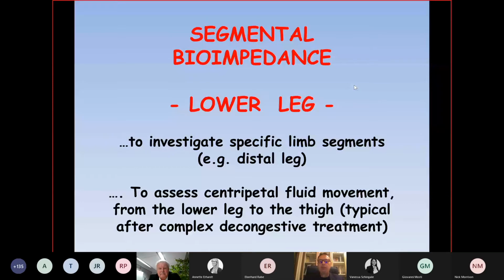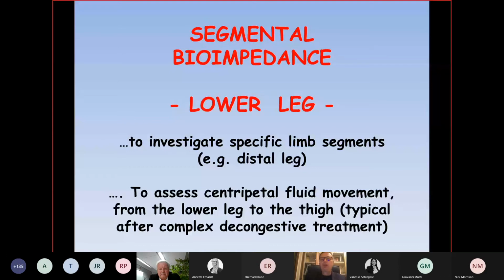What we did in the last 6-7 years was to investigate a segment of the lower limb, for example, the lower leg, because we know that there may be differences when we have lymphedema or whatever edema between the distal part of the limb and the thigh. So to assess any kind of changes in the lower leg, in the thigh, and in the total limb, we were able to place the electrodes in a different manner, and so we were able to investigate.